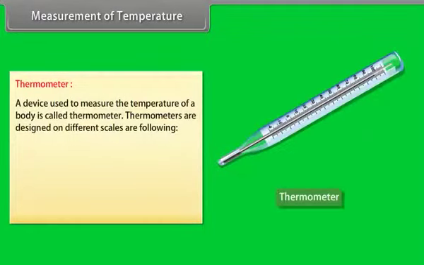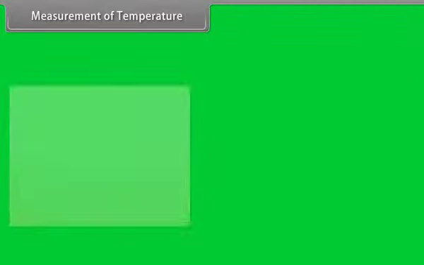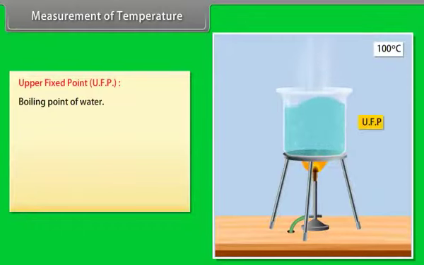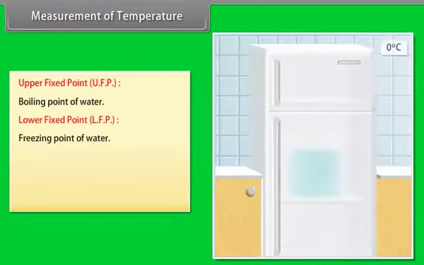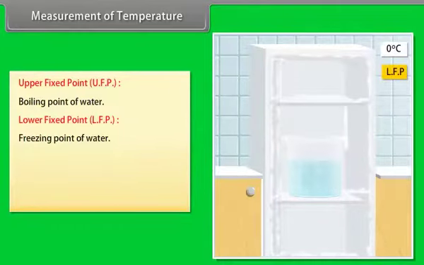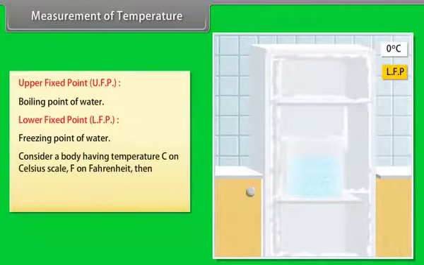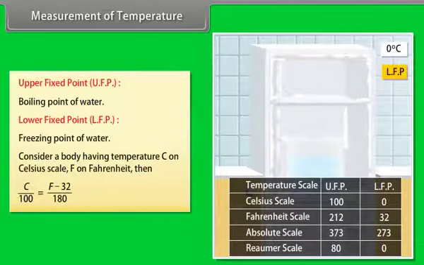Measurement of temperature. A device used to measure the temperature of a body is called a thermometer. Thermometers are designed on different scales, as follows: Celsius scale, Fahrenheit scale, Kelvin scale, and Reamur scale. Boiling point of water is known as the upper fixed point. Freezing point of water is known as the lower fixed point. Consider a body having temperature C on the Celsius scale and F on the Fahrenheit scale. Then C upon 100 is equal to F minus 32 upon 180.